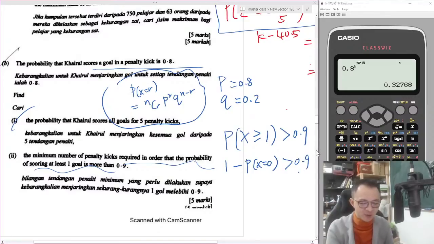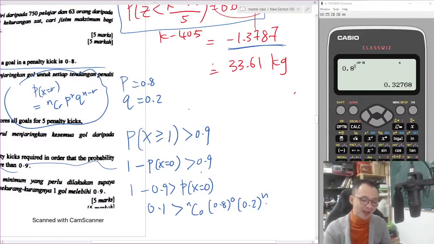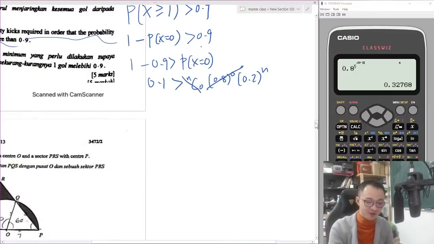Then I just want to solve this. So 1 minus 0.9 will be bigger than the probability of X equals 0, which is 0.1 here. For this one I apply the formula NC0, P to the power of 0, Q to the power of N. NC0 is 1, 0.8 to the power of 0 is 1, so I can cancel out. So right now I have 0.2 to the power of N is less than 0.1.